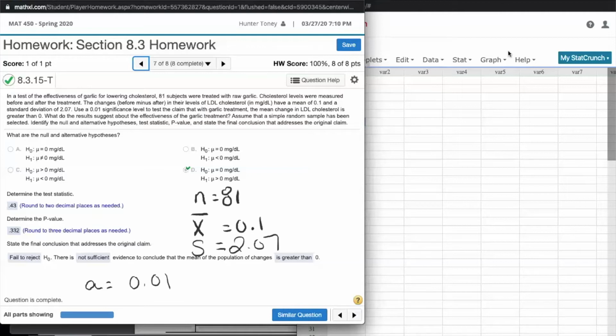So we know that we have a formula for our test statistic when we don't know our sigma, but this problem also doesn't give us a mu beforehand for us to measure. So we're going to have to use technology to find our test statistic and our p-value because we weren't given enough information about the before.